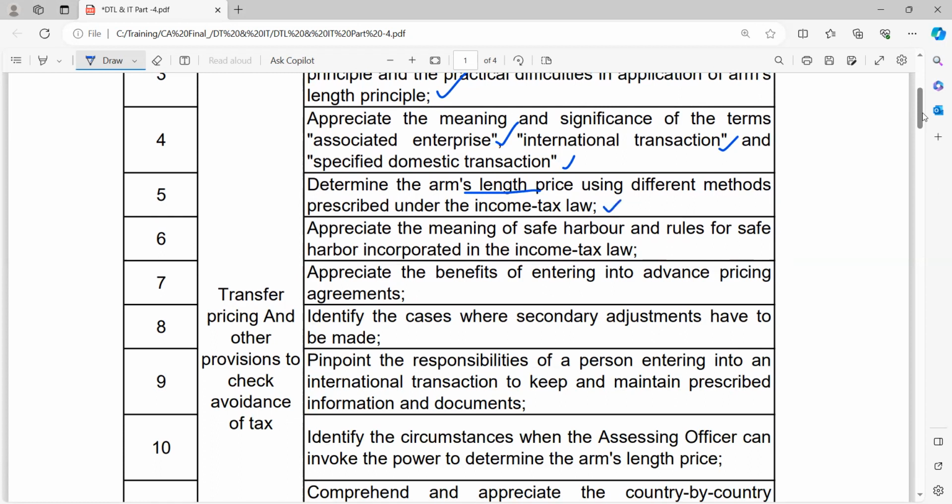You can appreciate the meaning of safe harbor and safe harbor rules incorporated in the income tax law. You can appreciate the benefits of entering into advanced pricing agreements. You can identify the cases where secondary adjustments have to be made.